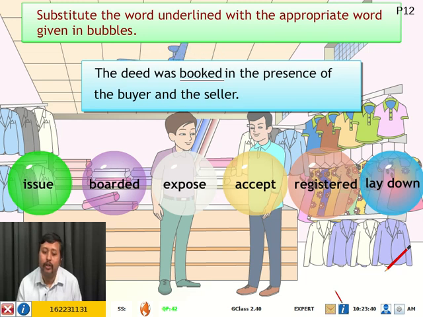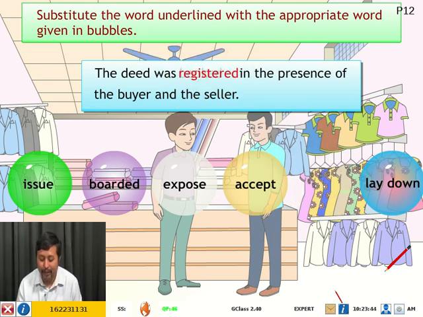So what is the word? Very good. The word is registered. Registered. Why?